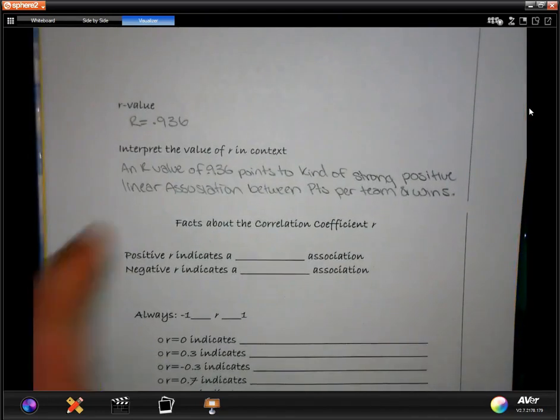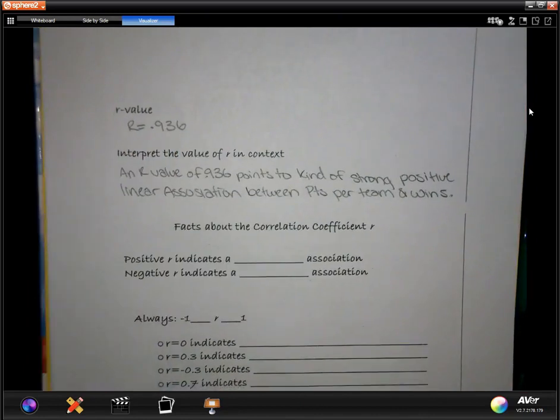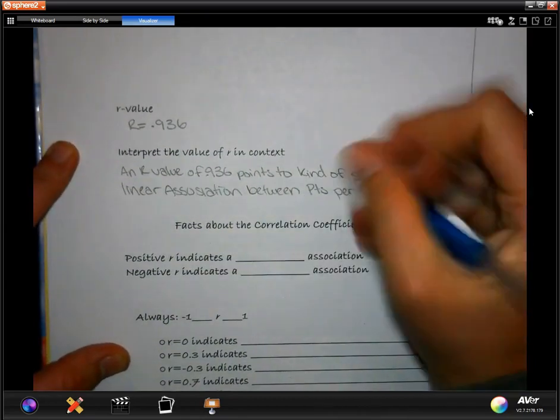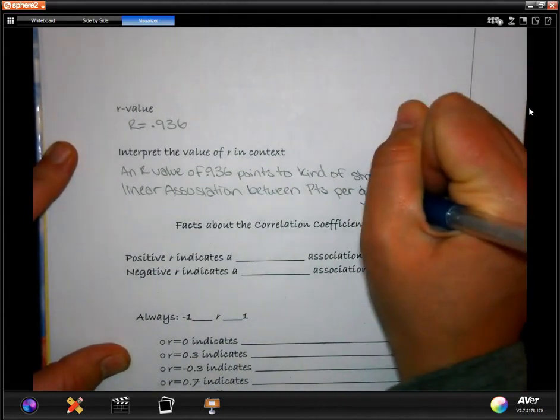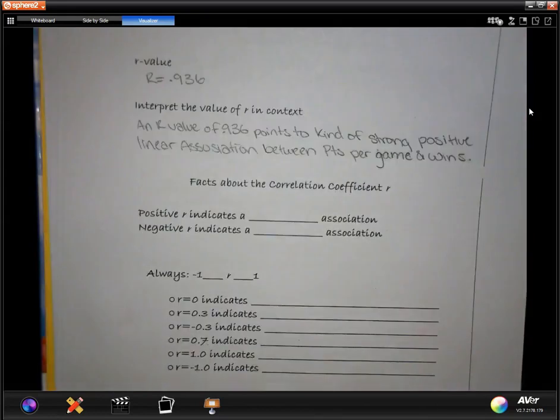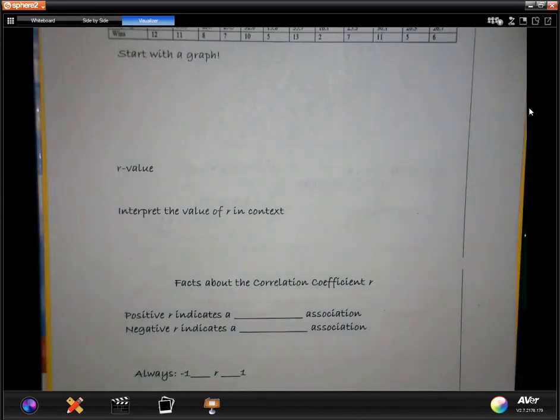No. I wrote kind of strong, but how do you know? Alright, so you should have gotten our r value of 0.936, which points to a kind of strong positive linear association between points per game and wins. Isla was asking me, how do I know if it's strong or not? Now we're going to talk about the values and what they really mean.